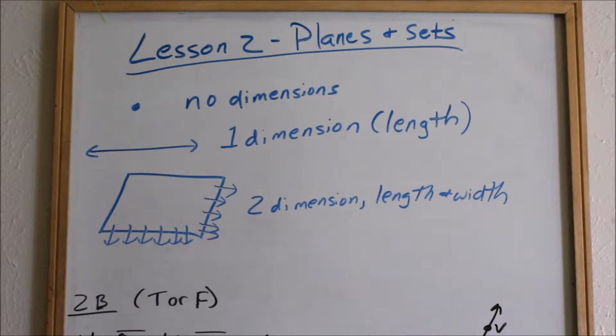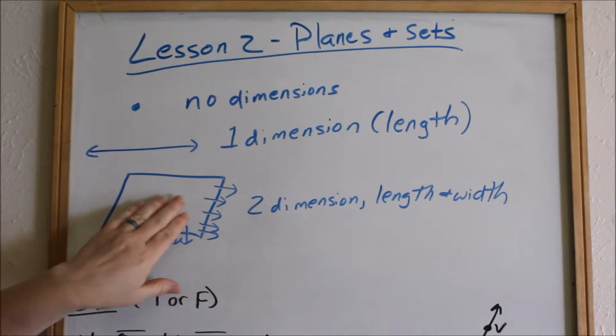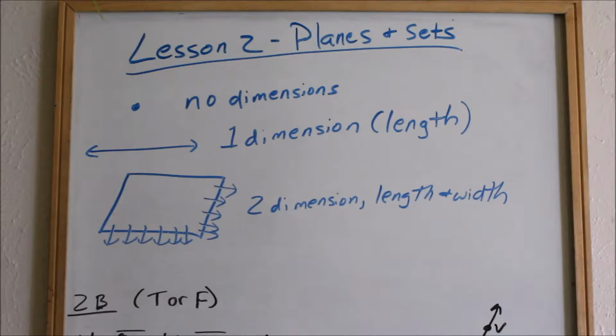The walls in your house are a plane. They have length and width. They are two dimensions. So a plane, your notebook paper that you write on is a plane. It has length and a width. Your workbook page is a plane. It's two dimensions. It has a length and a width.